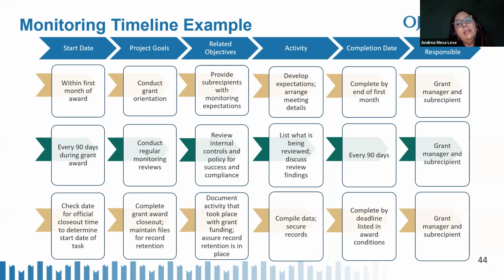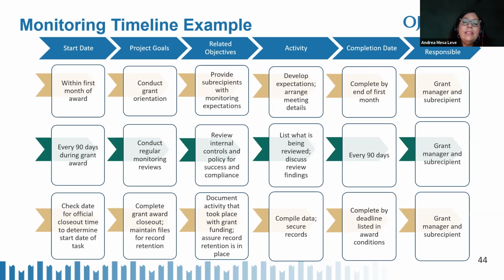And then in the next box, you have the project goal. So that's to conduct grant orientation. Now the objective is to provide monitoring expectations to subrecipients. And then in the activity box, maybe you need to develop those expectations, what you want to share with the subrecipients. Maybe you need to make the meeting arrangements. And then you have your completion date in the next box. So you want to have this completed by the end of the first month, since you said you want to start this within the first month of the grant award. And then the last box is to list the person or persons responsible to complete this task and add their name and their job title.